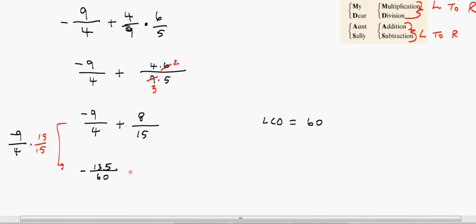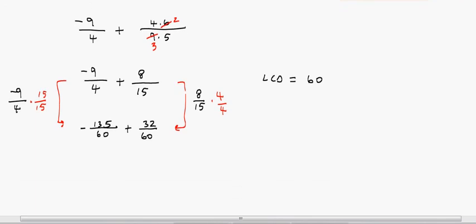All right, I'm going to do the same thing with this guy. I'm going to multiply 8 over 15 by 4 over 4, because I know 15 times 4 is going to give me that 60 that I need in the denominator. In the numerator I'm going to have a positive 32. All right, we're almost done. Negative 135 over 60 plus 32 over 60. Keep the common denominator and add the numerators. A negative 135 plus 32 is a negative 103.